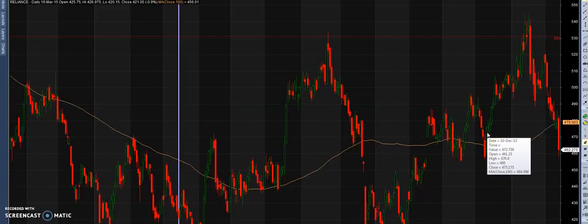So go ahead and apply these strategies on various stocks of your choice. This is a very, very good strategy. This is again based on Gann concepts of emotional highs and lows.